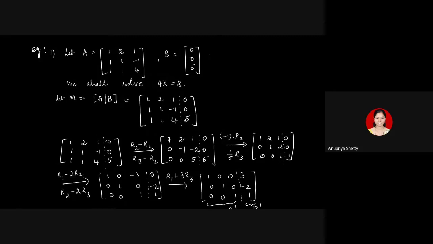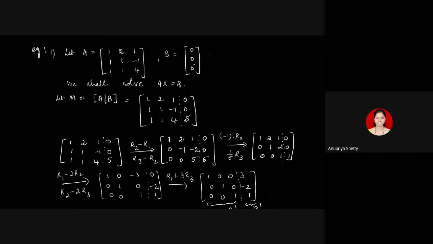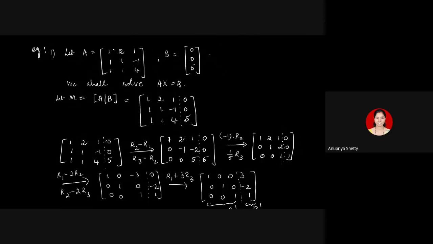You can cross check. What you can do later is the solution that you got, the vector 3 minus 2 1, you multiply it on the right side of the matrix A and check whether you get 0 0 5. 3, I can cross check with 3. So 3 minus 4 plus 1, yes, you get 0. So check that. You multiply A with the 3 minus 2, 1 and check that you get 0, 0, 5 itself. Then your answer is right. So this system has a unique solution.